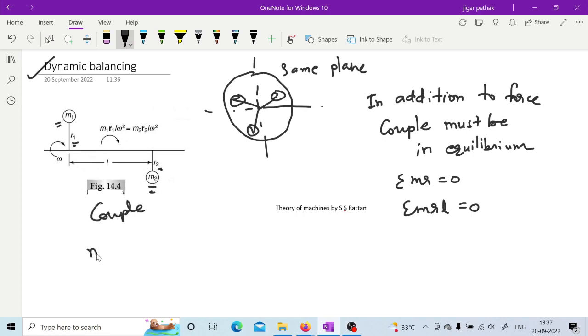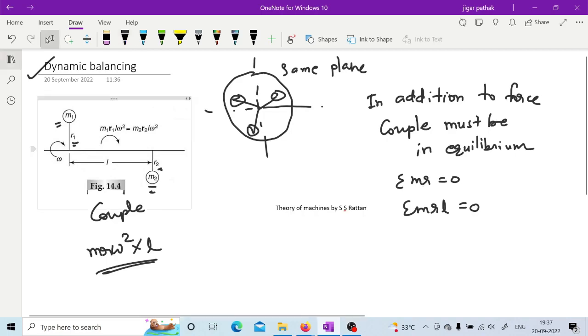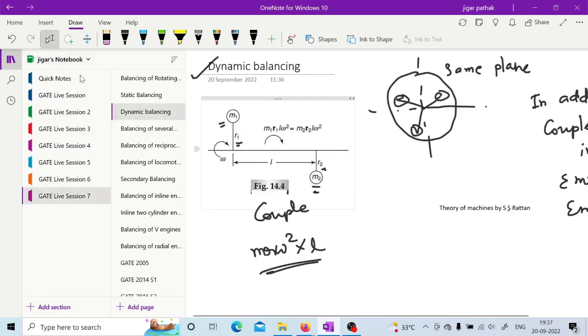They are going to generate a couple, mr omega square into L. So in case of dynamic balancing, this couple which is generated due to these opposite forces must be nullified, or balanced. So in dynamic balancing, in addition to force, you also have to take care of the unbalanced couple. So now we will see how we will do that.